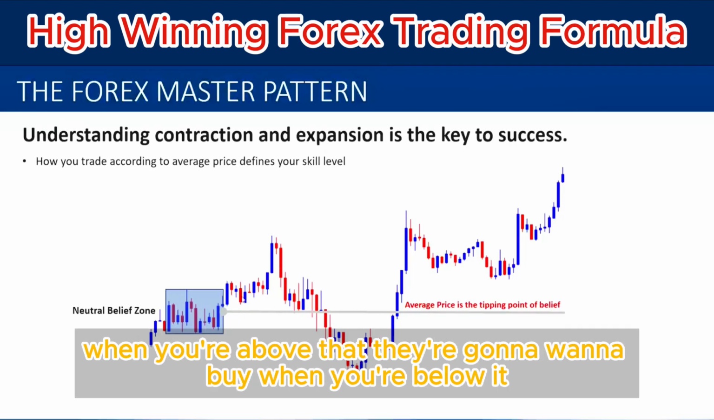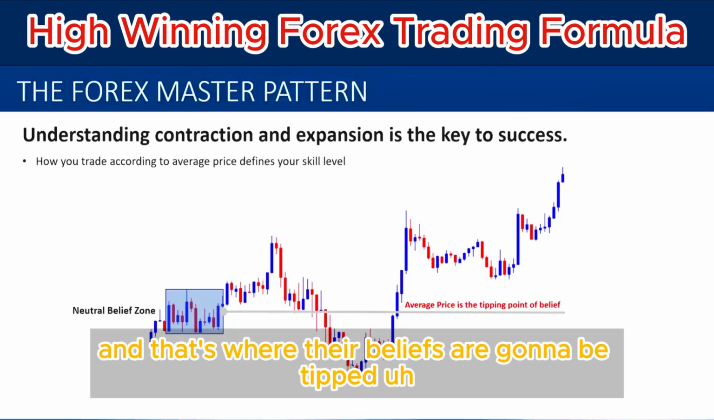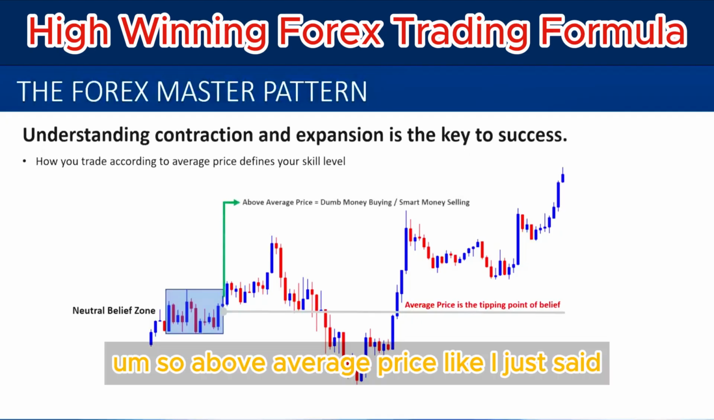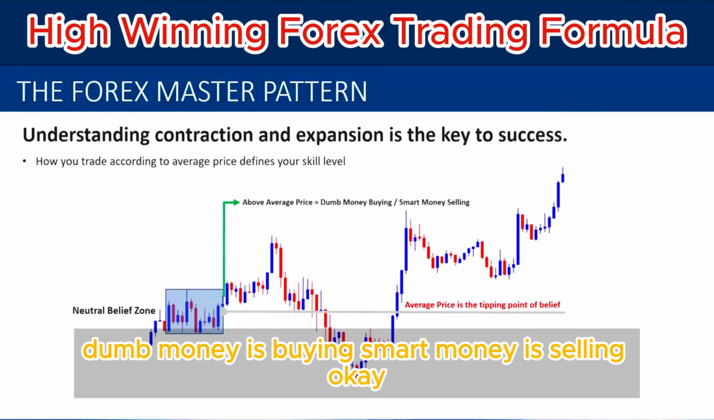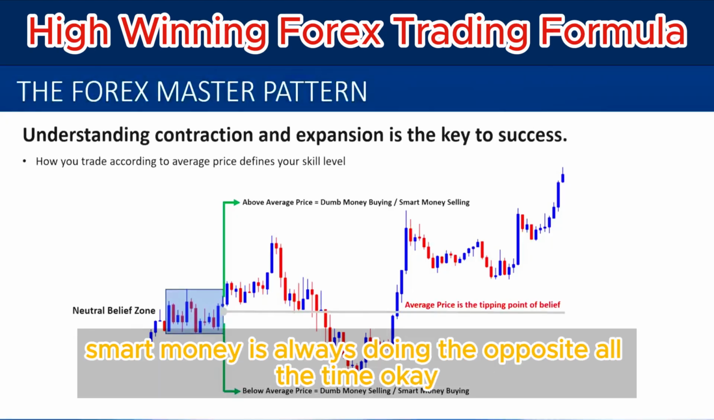Retail traders, when you're above that, they're going to want to buy. When you're below it, retail traders are going to want to sell, and that's where their beliefs are going to be tipped in either direction's favor, okay? So above average price, like I just said, dumb money is buying. Smart money is selling, okay? Below average price, dumb money is selling, smart money is buying. Smart money is always doing the opposite, all the time, okay?